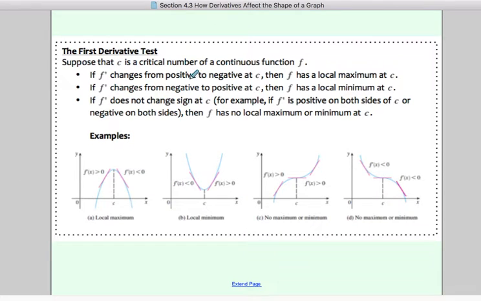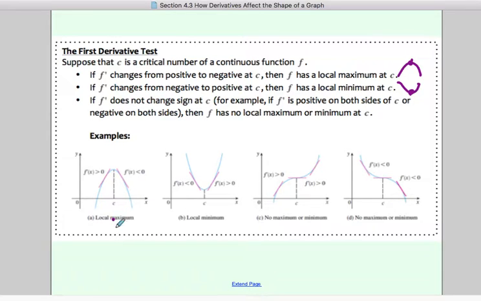If our derivative changes from a positive to a negative, then it's a max. If it goes from a negative to a positive, then it's a min. If f prime, our first derivative, does not change signs at c, so if it says positive, positive, negative, negative, that is an example of no local max or no local min.